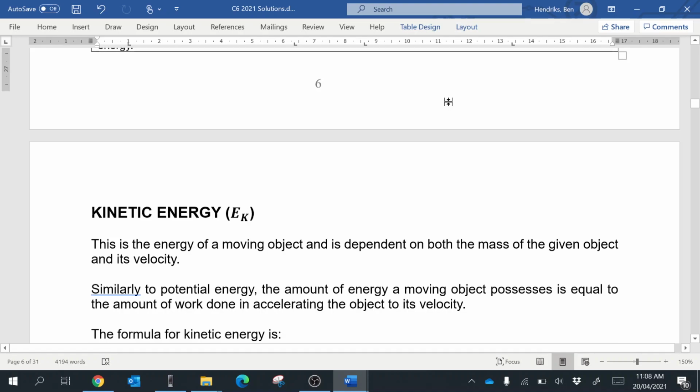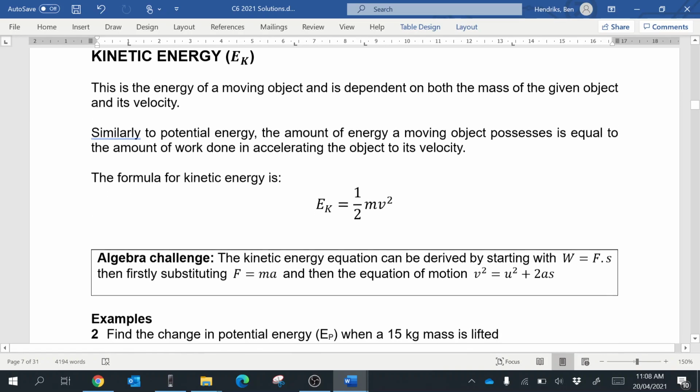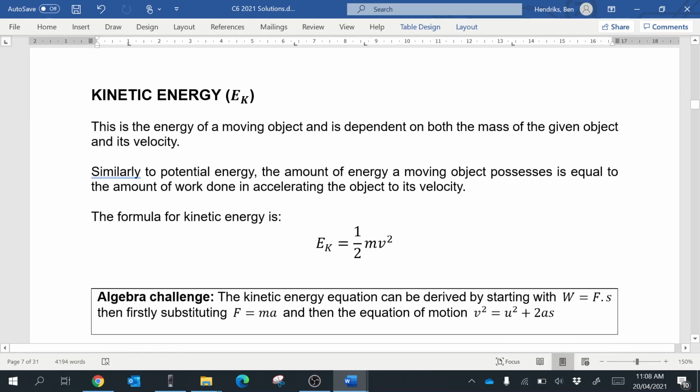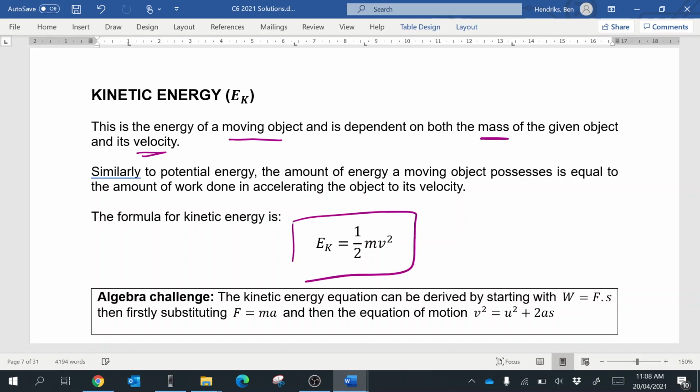Another common form of energy is kinetic energy. This is the energy of a moving object, and it is dependent on both the mass of the object and its velocity, so how fast it is going. Similarly to potential energy, the amount of energy a moving object possesses is equal to the amount of work done accelerating the object to that velocity. Potential energy depends on the height at which the object is, while this is dependent on how fast it is going.